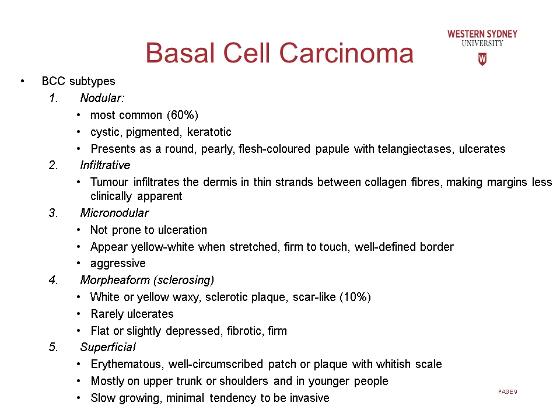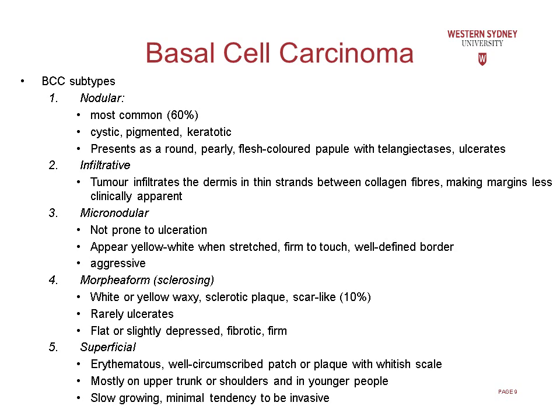They don't tend to ulcerate. They appear yellow-white, particularly when stretched. They're firm to touch and the border is very well defined. The micronodular basal cell carcinoma tends to be aggressive, as does the morpheaform or sclerosing BCC. They occur in about 10% of BCCs. They're scar-like in appearance. They rarely ulcerate. They tend to be flat or slightly depressed.